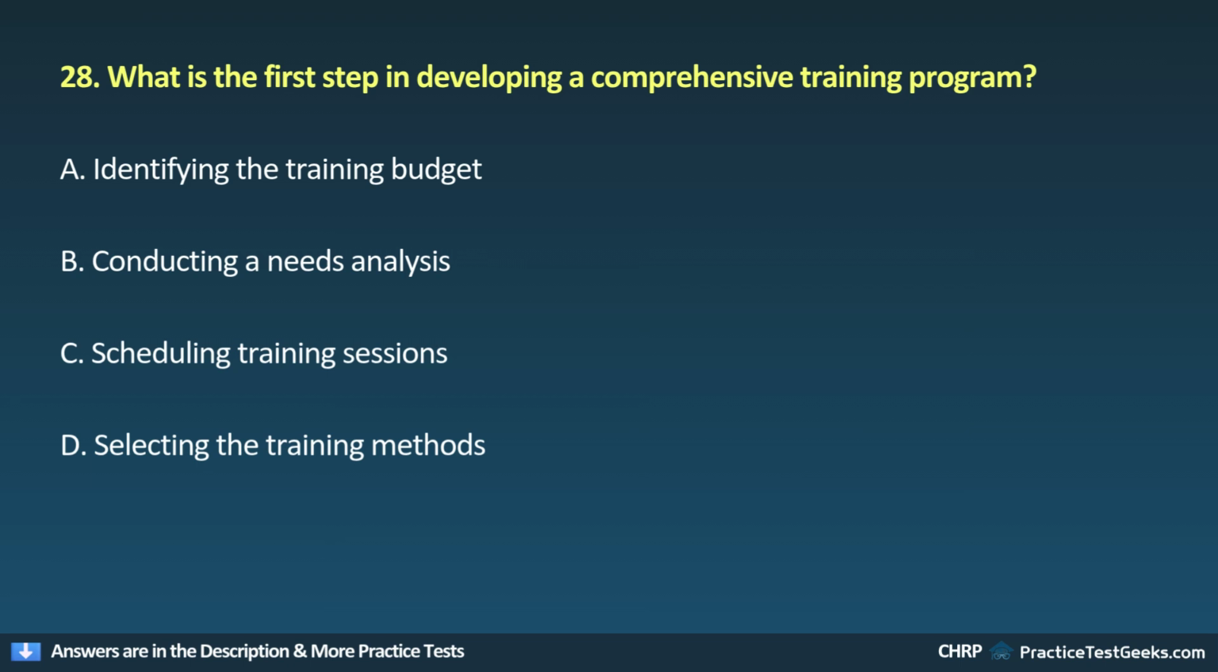28. What is the first step in developing a comprehensive training program? A. Identifying the training budget. B. Conducting a needs analysis. C. Scheduling training sessions. D. Selecting the training methods.